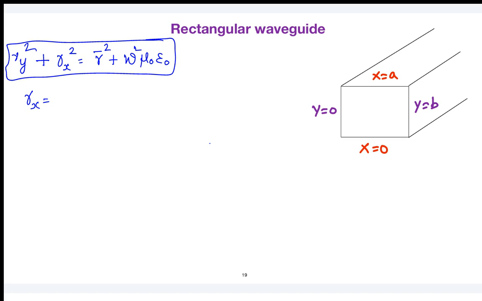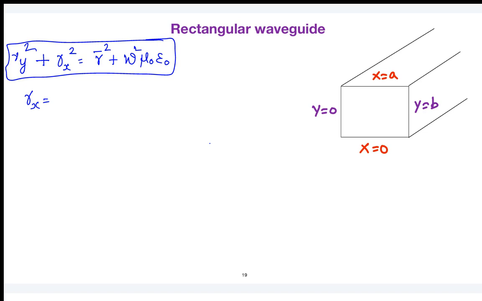So tell me, whoever has done it, what is the propagation along x direction we got? What is the propagation constant, gamma x value? You can turn on your microphone if you know anything. So that is equal to root of gamma bar square plus omega square mu naught epsilon.